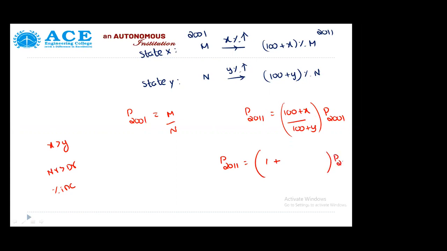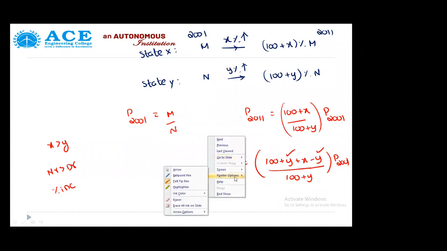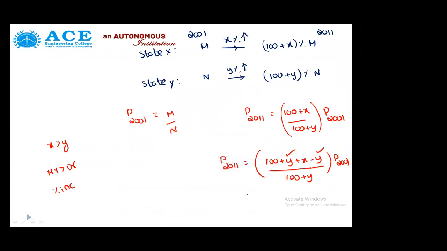That we should check. Now I think I can write this as 100 plus, I can expand it, 100 plus y plus x minus y. Is this okay? Plus y minus y. Now 100 plus y divided by 100 plus y means 1, plus x minus y by 100 plus y. Now this is the increase.